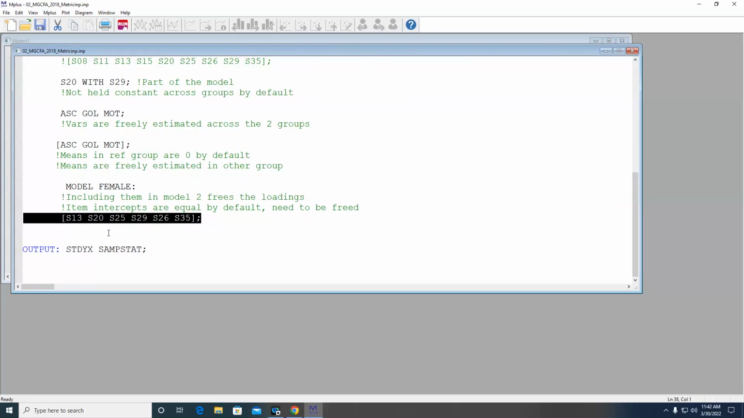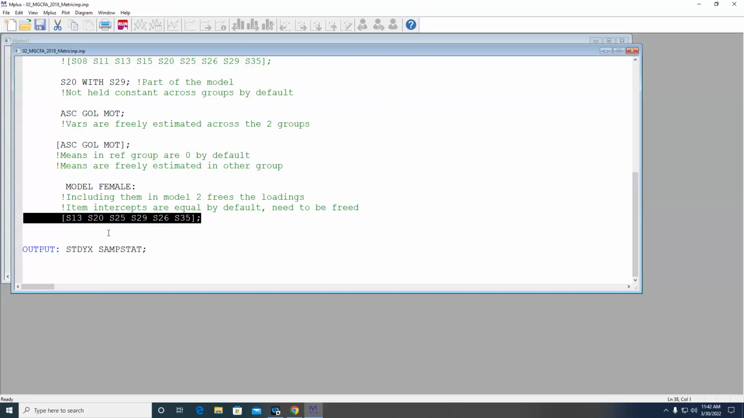In terms of loadings and in terms of intercepts. So if it's in here, I'm allowing it to freely vary. So the scalar model is the default model. So when we get to the scalar model, we won't have anything in model female and then we'll be constraining the loadings and the intercepts to be equal across the two groups.